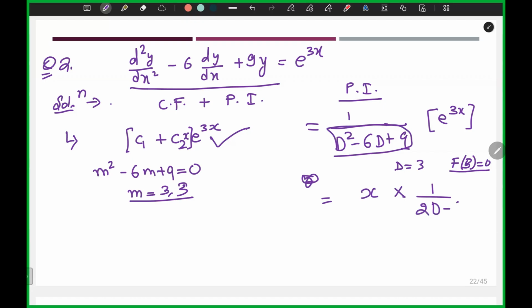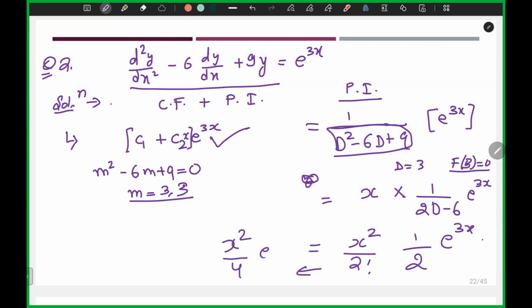2D minus 6. Again it is 0. So again we have to differentiate this, right? So this is nothing but x square upon 4 e to the power 3x. So what is the complete solution here? C1 plus C2x, e to the power 3x, plus x square upon 4 e to the power 3x.